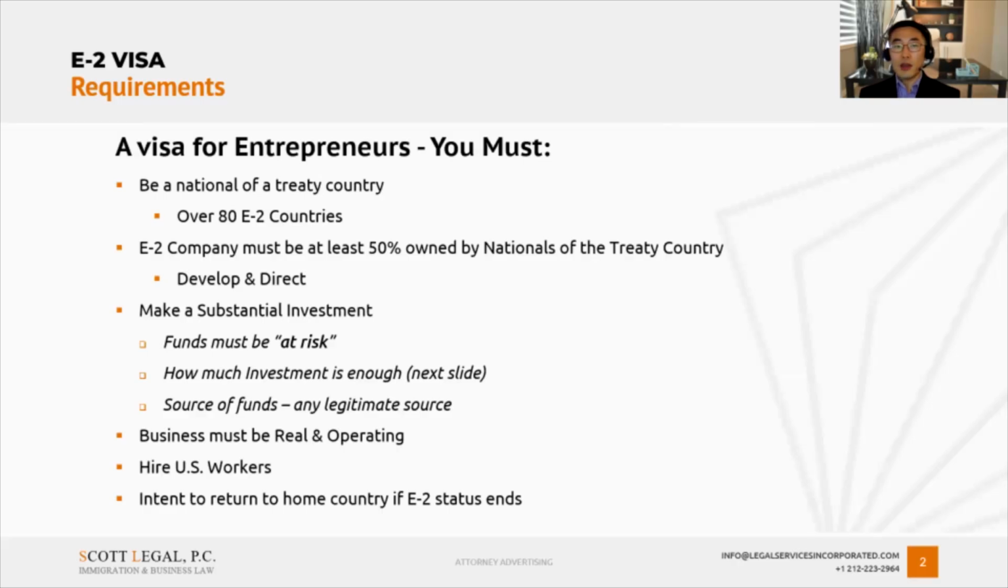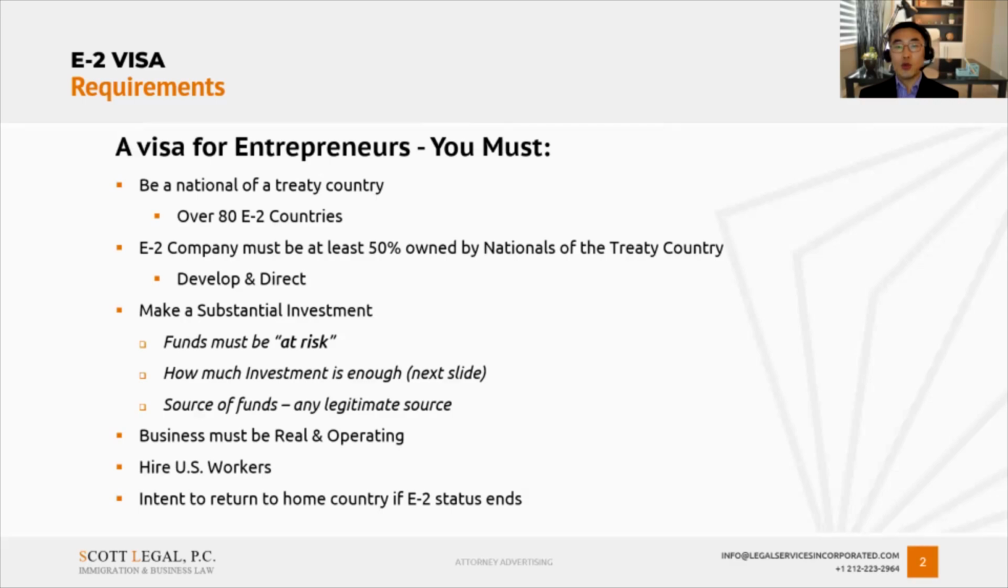So, E2 visa. What are the requirements for the E2 visa? E2 visa is basically a great visa for entrepreneurs. You have to be a national of a treaty country, and currently the United States has signed the treaty agreement with more than 80 countries. The list of E2 countries occasionally changes, not that often, like every few years. A few countries would be added or fall off from the list. So you should check the official E2 country list before you actually submit your E2 visa application.